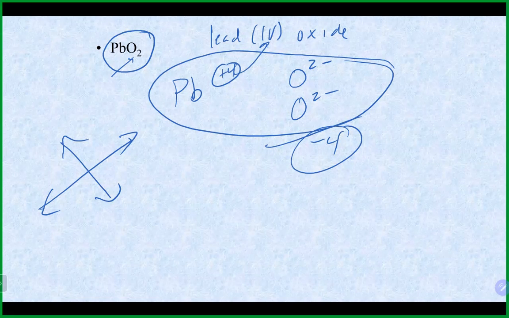That is type 2, which does need a Roman numeral. Anything in the transition metal region or outside to the right will need that Roman numeral. Anything that's a type 1 does not need the Roman numeral.